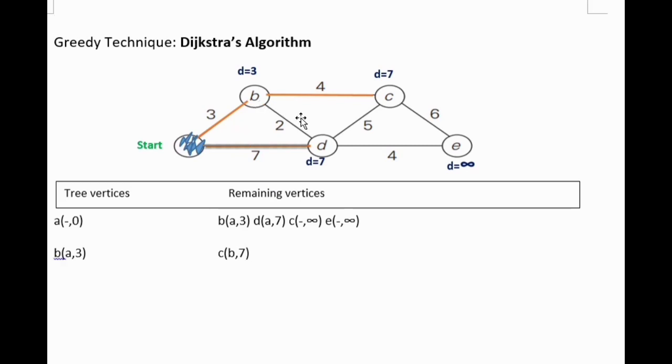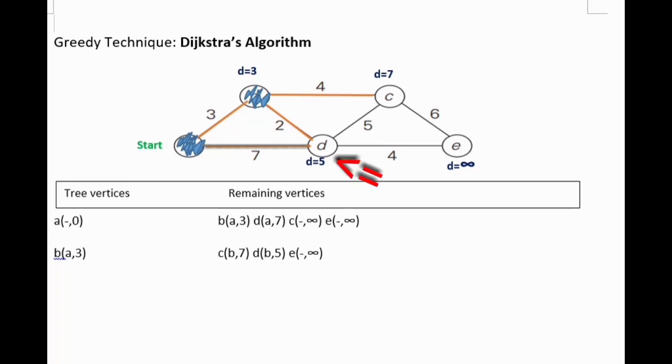Then next adjacent to B is D, and its weight costs 2. Then the distance of B that is adjacent to A is 3, so 3 plus 2 is equal to 5. 5 is less than 7, so we update the distance of D to 5. There is no other adjacent to B, then let's copy the node E, that is unvisited, and its distance is infinity. Node B is a visited node, and we move to node D.